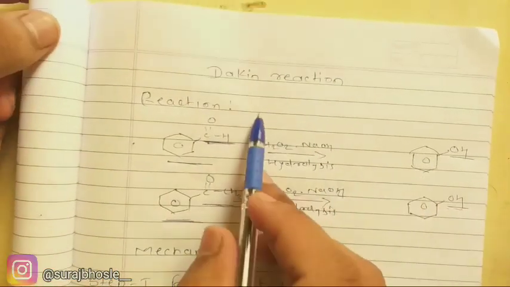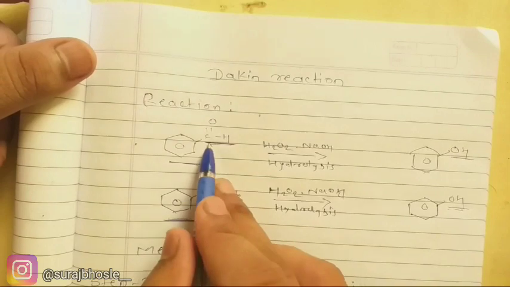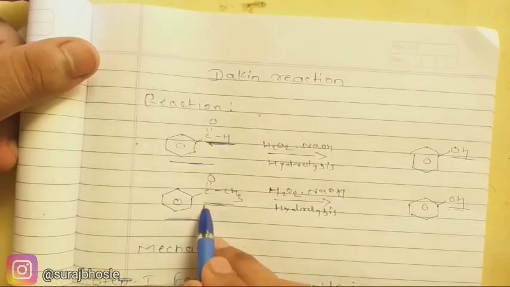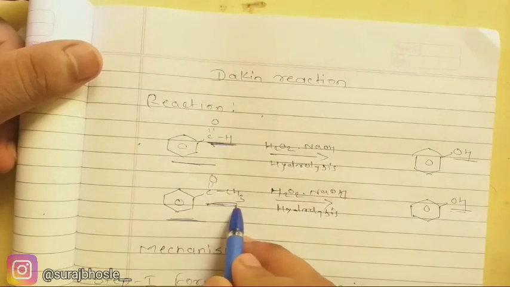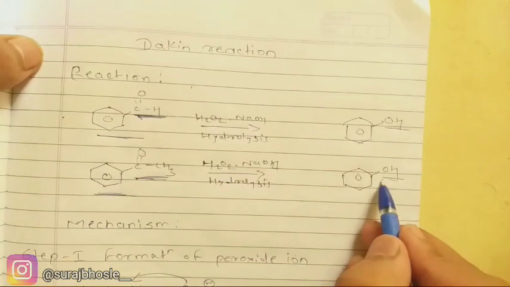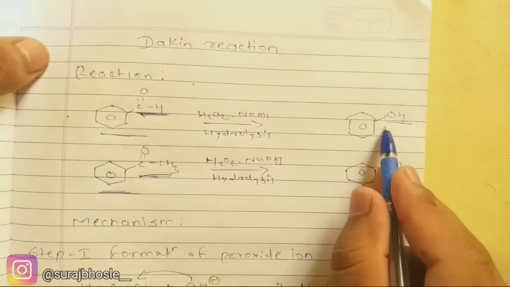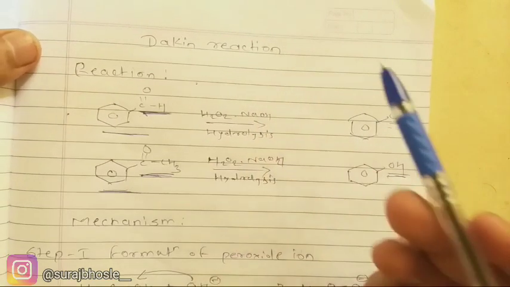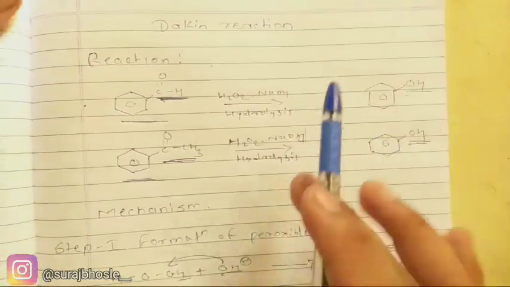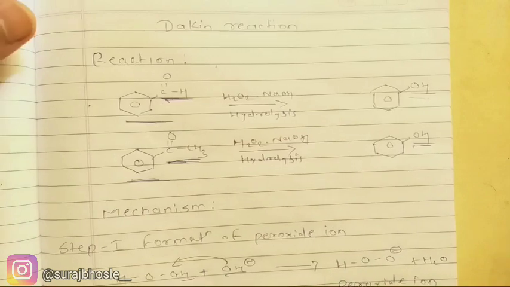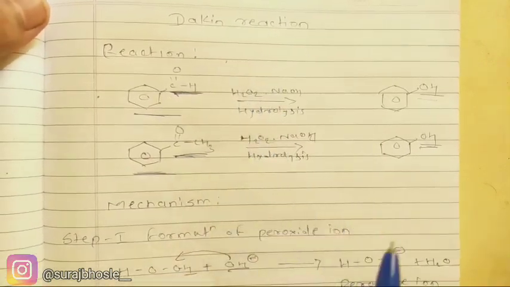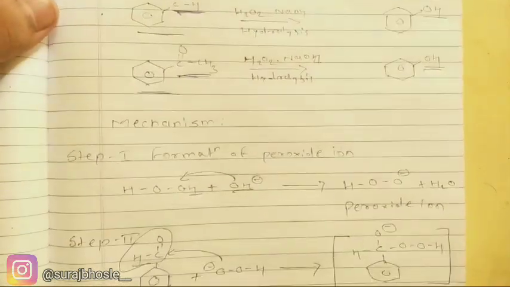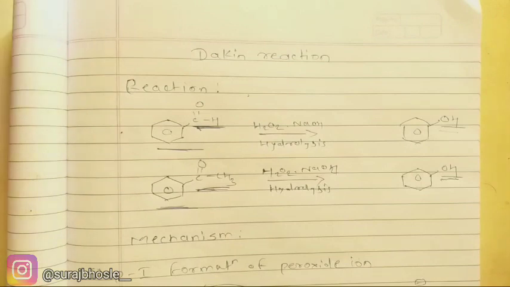So just remember that whenever in a reaction the aldehyde group or acetyl group is replaced by the hydroxyl group, that reaction is known as the Dakin reaction. Many times this reaction is asked, so it's a very important reaction, so just keep it in mind. The handwritten notes of this reaction I have given below in the description box, you can also go through them.